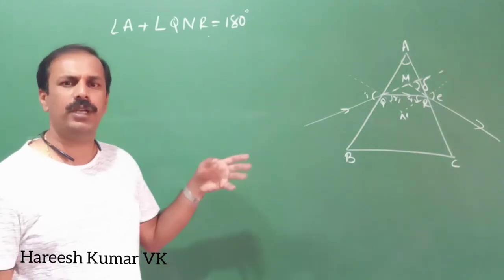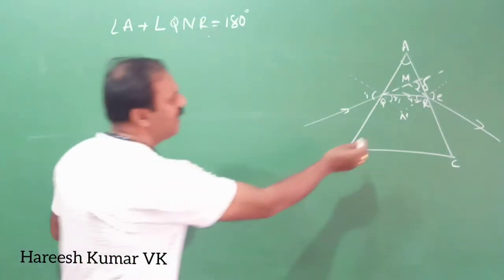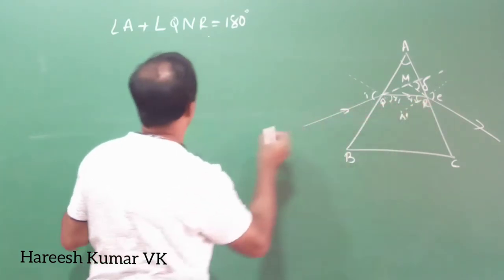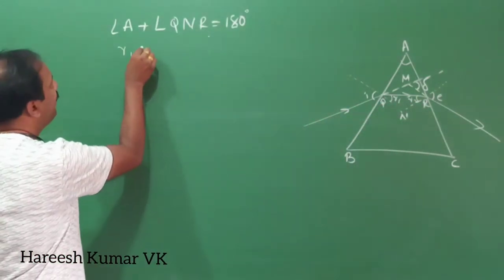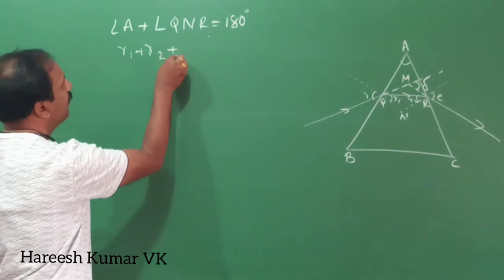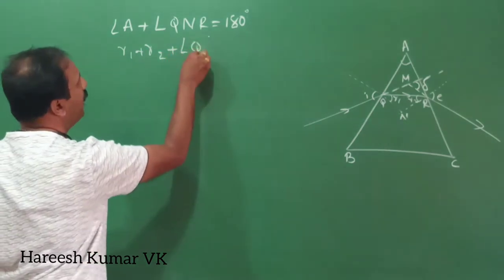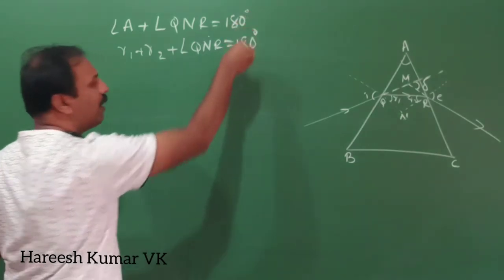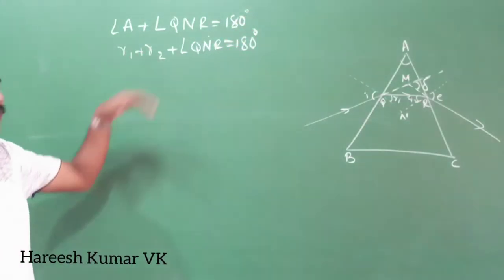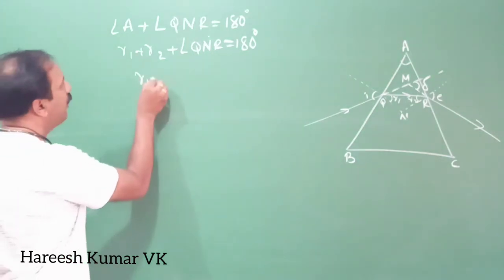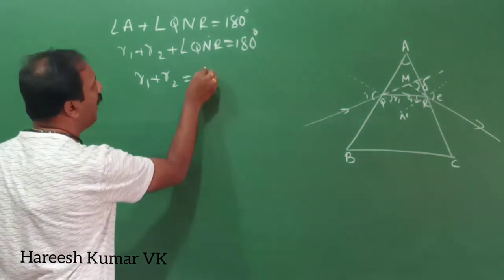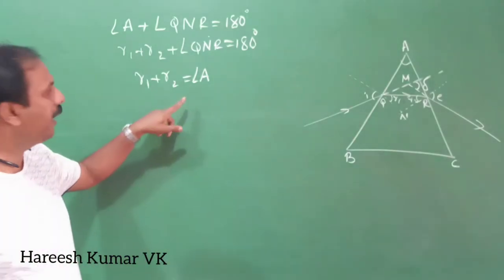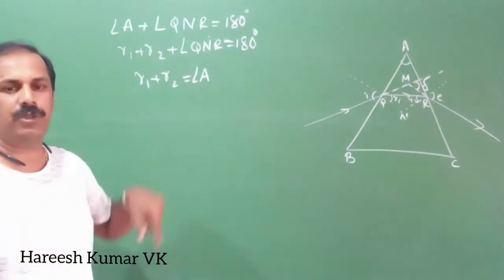All the angles, if you add them for a triangle, should be 180 degrees. So what are the angles? Here R1 is there, here R2 is there, and this angle QNR also. That is R1 plus R2 plus angle QNR is equal to 180 degrees. So comparing these two equations, directly we can get R1 plus R2 is equal to angle A. Okay, angle of prism, angle A. Angle A is equal to R1 plus R2.